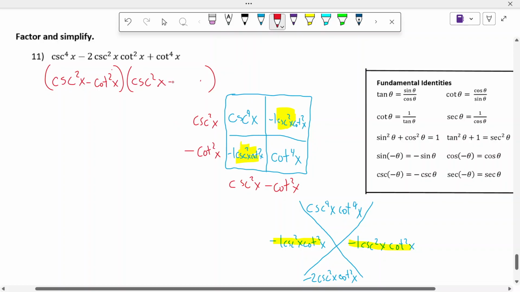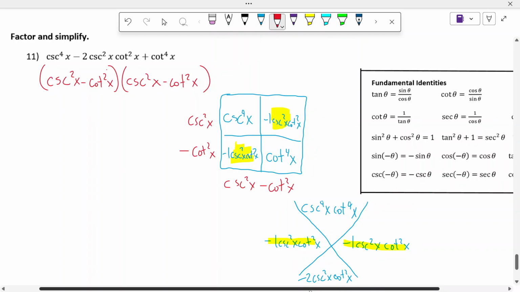All right. So we factored it. It said factor and then simplify. Well, okay, so we got our factors, now what? We got to simplify. Well, you may have noticed I have over here a piece of the cheat sheet that we have with our identities.